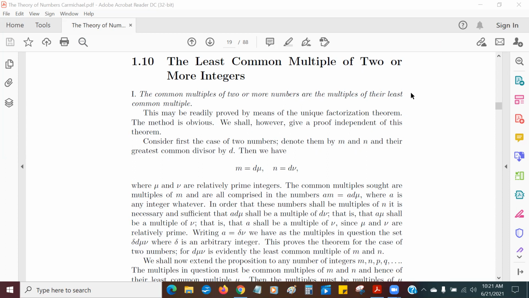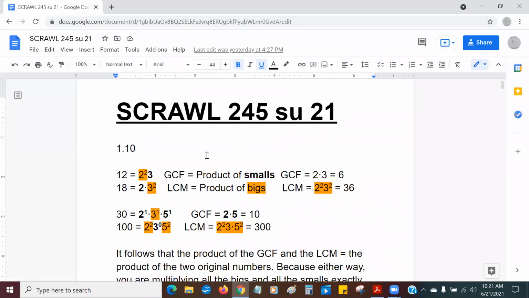Anyway, the least common multiple of two or more integers, section 1.10. I'm going to go through some stuff here in the textbook, and then I'm going to show you some stuff on my scroll. So the common multiples of two or more numbers are the multiples of their least common multiple. That's really interesting. So let's see what that means. First of all, just what does that even mean?